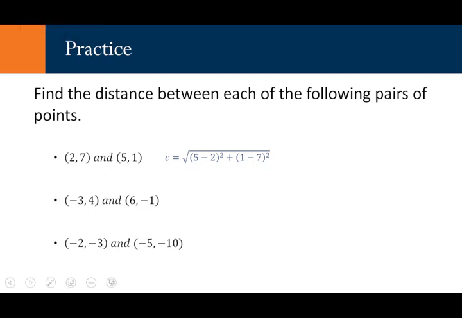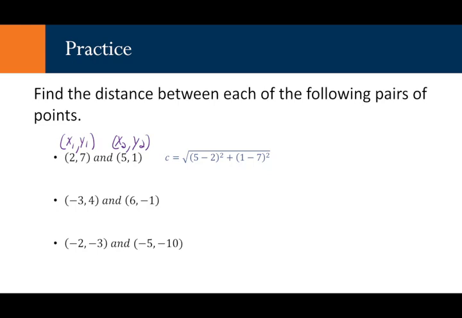I will point out, it doesn't matter which point you label as point 1 and point 2. Because what will happen is you'll get either a positive number or a negative number, and then when it gets squared, it will be the same thing. So you pick one to be point 1 and one to be point 2, and then plug the numbers into the formula.